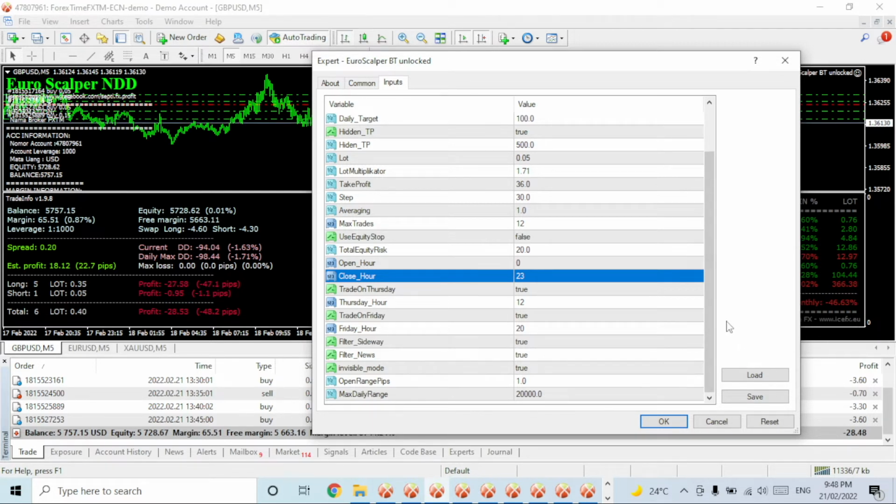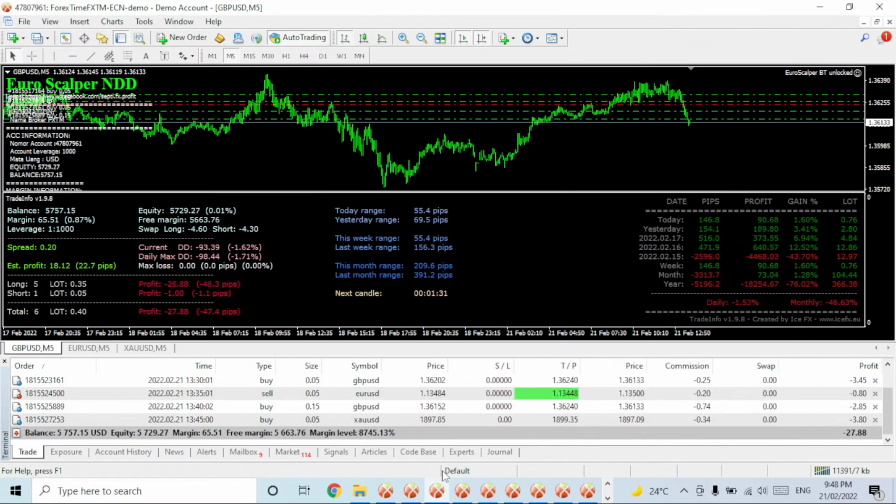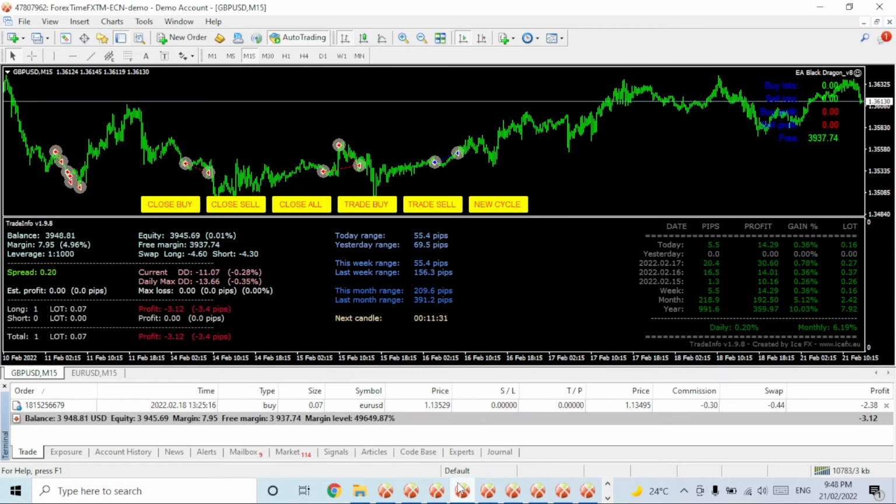But anyway, I've babbled on about Euroscalper enough. Let's have a look at something else here. EA Black Dragon, which is the robot that I actually wanted to talk to you all about. So this is Black Dragon V8. As you can see here, it has made $359 this year. By this year I mean from January the 1st.